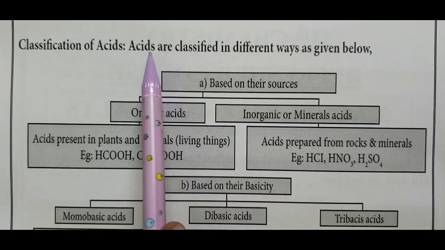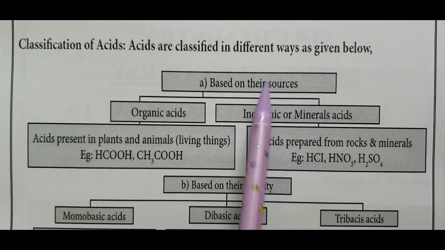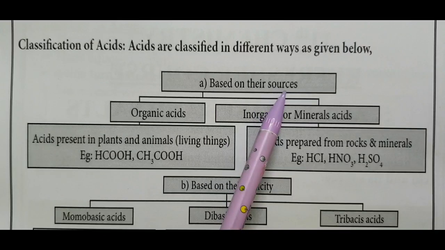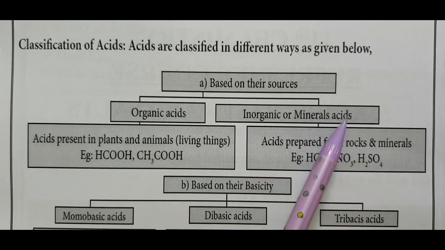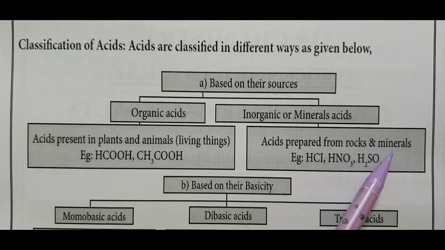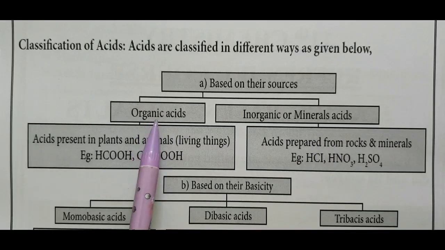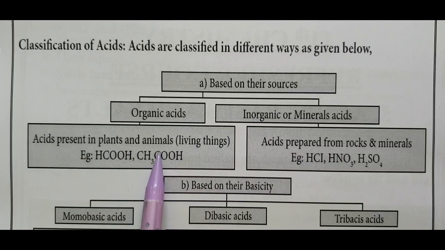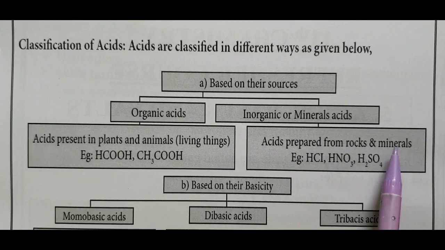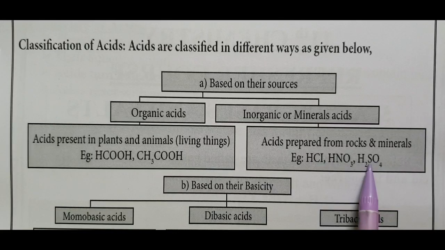Classification of acids. Acids are classified in different ways as given below. Based on their source from which an acid is obtained: organic acid and inorganic acid, also called mineral acid. The acids obtained from rocks and minerals are called mineral acids. Organic acids are acids present in plants and animals, living things. Formic acid and acetic acid are examples of organic acids. All organic acids contain the carboxylic acid functional group. Inorganic acids or mineral acids are acids obtained from rocks and minerals. Hydrochloric acid, nitric acid, sulfuric acid are inorganic acid examples.